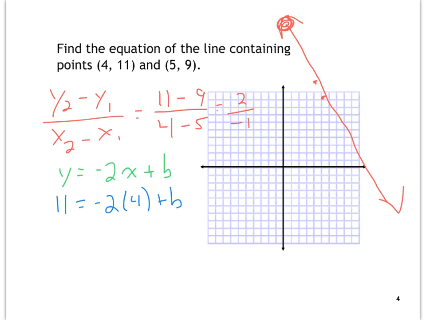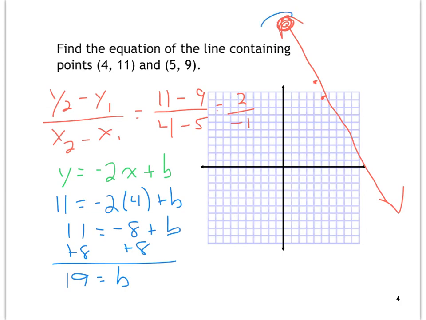So it looks like I got 11 is equal to negative 8 plus b. Add 8 to both sides. Whoop. It looks like b is equal to 19, and that's what we said our y-intercept was going to be, somewhere way up here. It's going to be at 19. So my final equation, I'll do this in black. Mix things up. So I got y is equal to negative 2x plus 19, and that is the equation of the line that contains the points 4, 11, 5, 9.